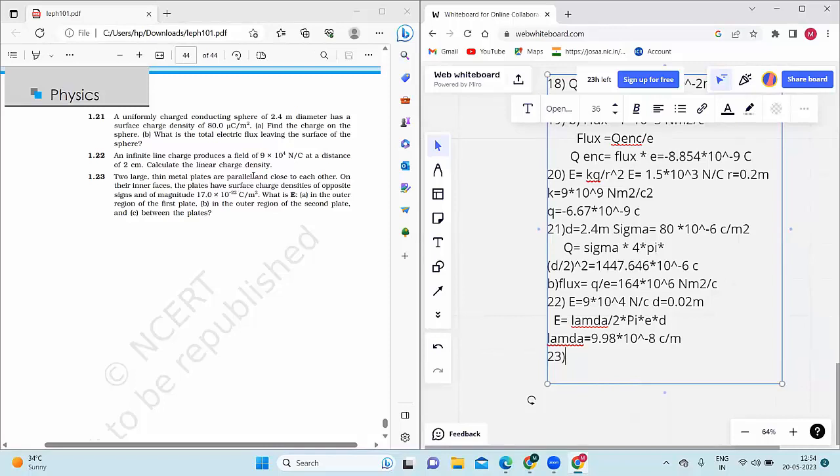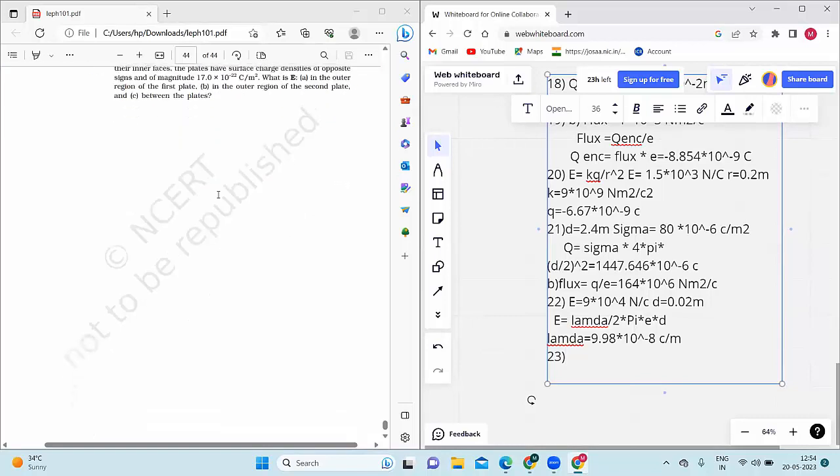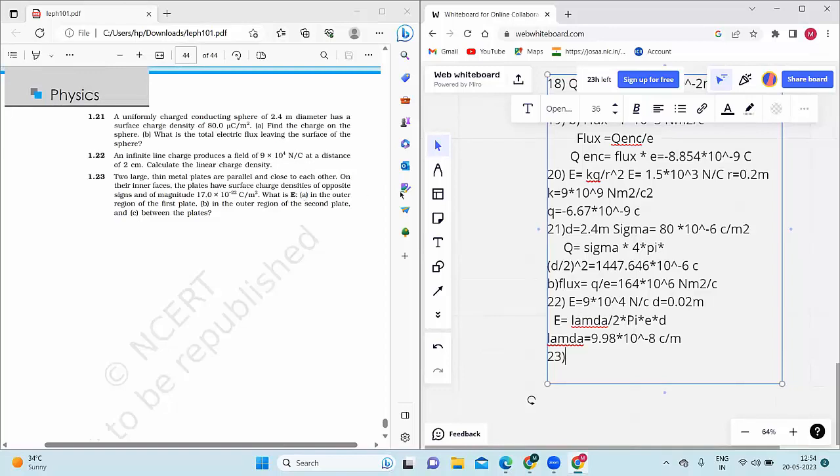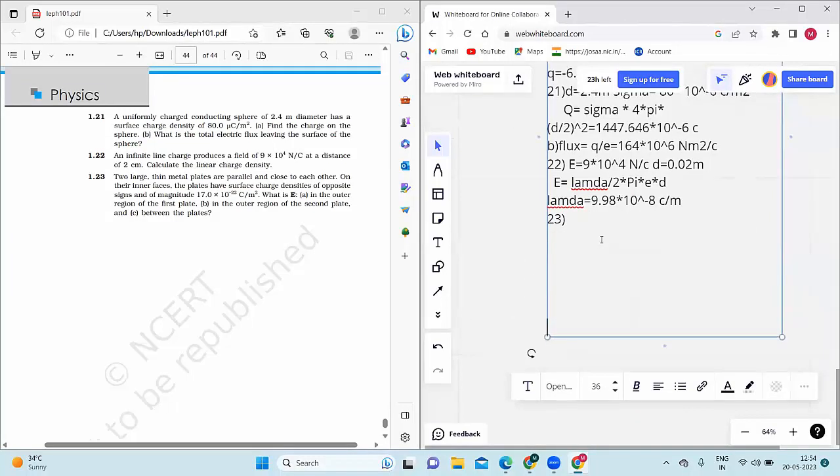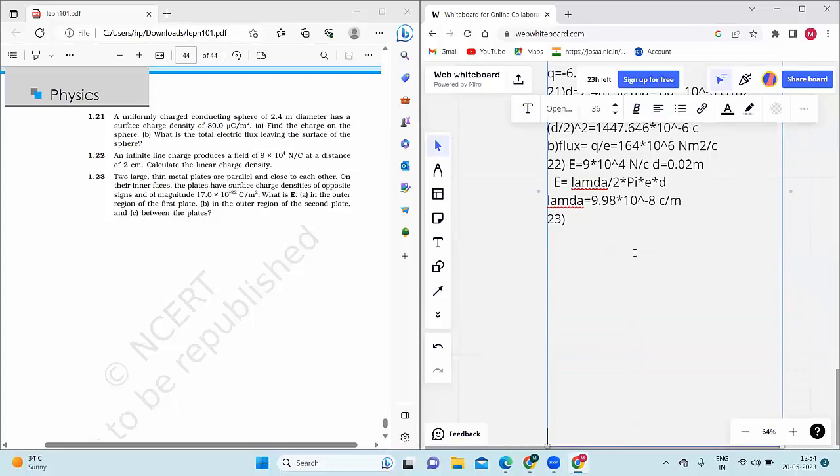Two large thin metal plates are parallel and close to each other. On their inner faces, the plates have surface charge densities of opposite sign and of magnitude 17 into 10 power minus 22 coulomb per meter square. What is the electric field in the outer region of the first plate, in the outer region of the second plate, and between the plates? Now we are solving the final question.